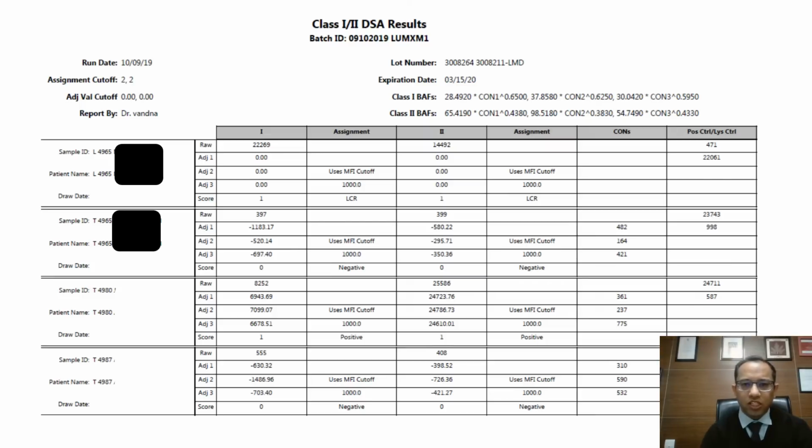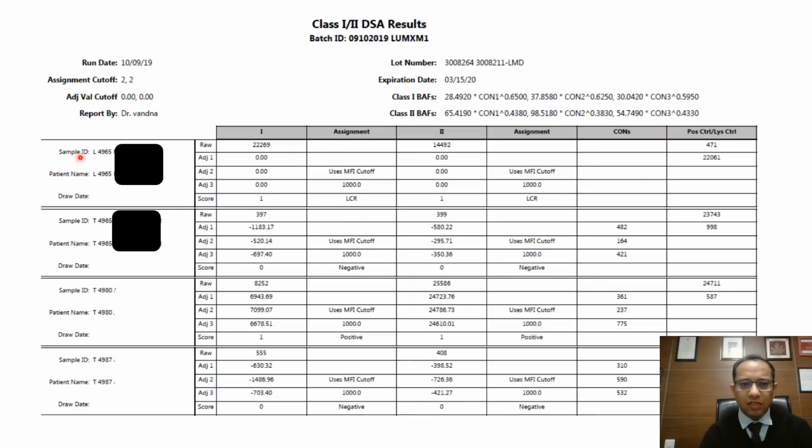Right. So this is how a worksheet will look like. If you see, we have to run a control. So your controls should be all good. Your positive control, lysate control. I'm going to talk about this. It has raw values, and then you have the adjusted value and final score, which is going to tell you whether it's positive or negative.